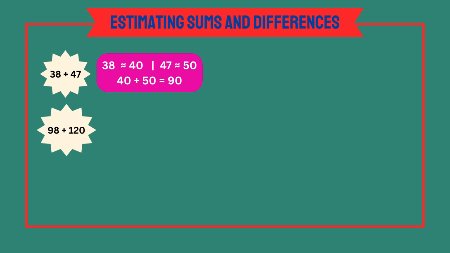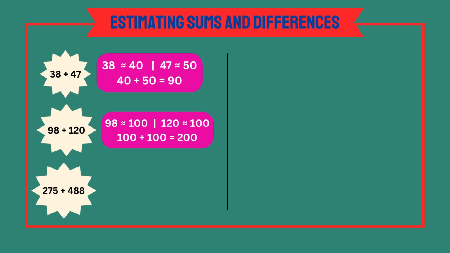Next one. 98 plus 120. We round both to 100, as 100 is an easy number to work with. 100 plus 100 equals 200. Now try a bigger one. 275 plus 488. 275 is estimated as 250 and 488 becomes 500. So, 250 plus 500 is 750.